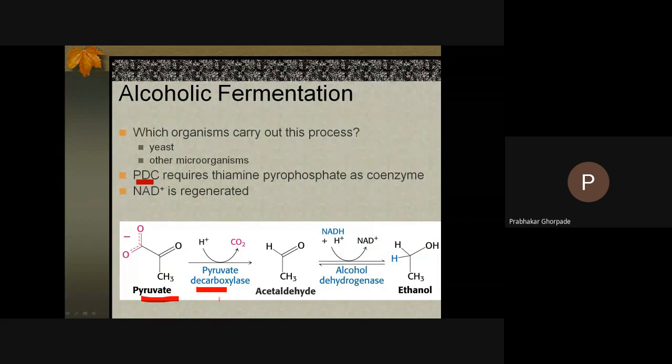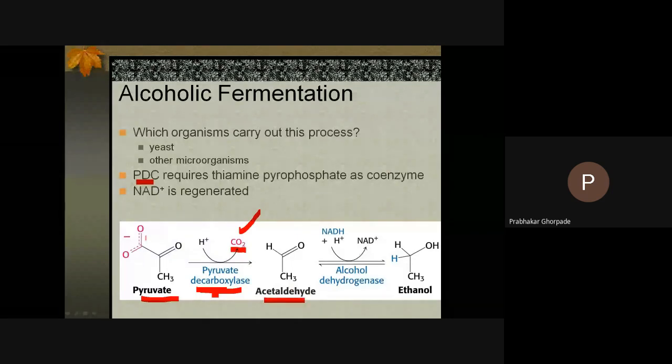What is the meaning of this enzyme name, pyruvate decarboxylase? The substrate name is pyruvate, that is why pyruvate decarboxylase. Decarboxylase means carbon dioxide is getting removed in the reaction. So you can see here CO2 is getting removed. So we call it decarboxylation. D means it is getting removed. Carboxyl, CO2, is getting removed. That is why we call it pyruvate decarboxylase. So this is the pyruvate decarboxylase reaction, and under this reaction, the pyruvate gets converted into acetaldehyde.